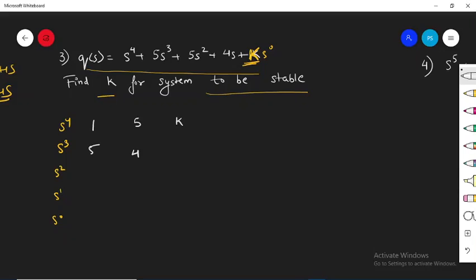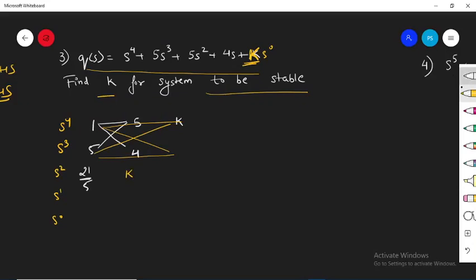So the first coefficient, the value that will come here, it will be 5 into 5, 25 minus 4. So 25 minus 4 is 21 divided by 5. So it's going to be 21 divided by 5. Next, this one, what will it be? 5 into k minus 1 into 0 divided by 5. So it's going to be 5k divided by 5, that is going to be k only. So this will be k.